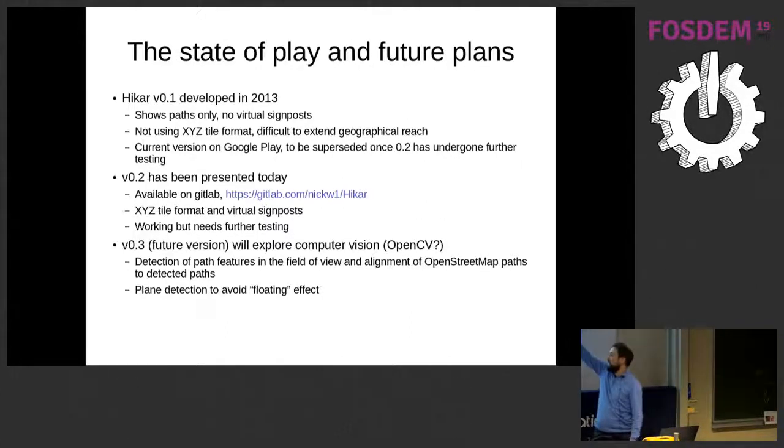0.1, as I said, is the old version. 0.2 is what's been presented today. It's available on GitLab under that URL. It's working, but I'd say it needs a bit more testing, so I haven't put it on Google Play just yet. I do want to test it a bit more before I do that. There is, however, an APK available, which I'll leave open at the end. And 0.3 is a planned future version which will explore computer vision, for example, using OpenCV maybe, to more accurately place the paths and the signposts.